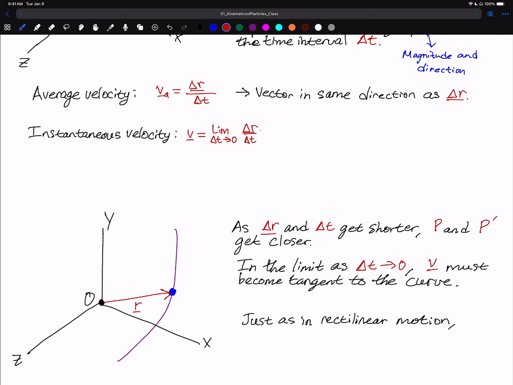That is a vector, which we'll come back to in a moment. For now, I'd like you to take a moment and pause the video and try to think about what direction this is in. What is the direction of the velocity vector v? We said that the average velocity is in the same direction as delta R. Is this true for the instantaneous velocity? Go ahead and pause the video and think about this.